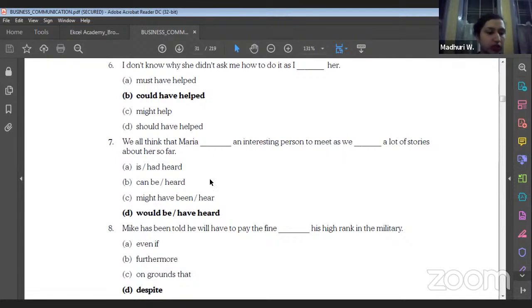So in questions like this, try putting the answers in the relevant blanks, right? Try inserting the answers in the relevant blank. Say it out loud, or once in your mind maybe, and then try and figure out the correct answer. So I see that you've marked would be, have heard. That's very good. The eighth one.